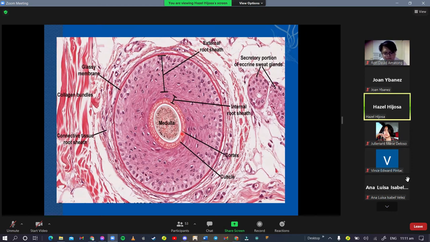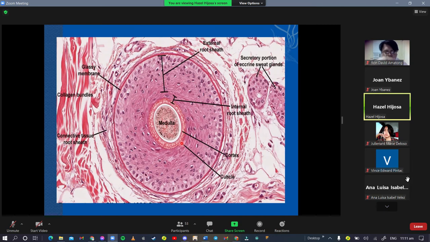The most superficial or outermost layer is the cuticle. This is composed of squamous cells forming the outermost layer of the hair shaft, and consists mostly of heavily keratinized cells. The cells here are arranged in an overlapping pattern where their edges point upward.